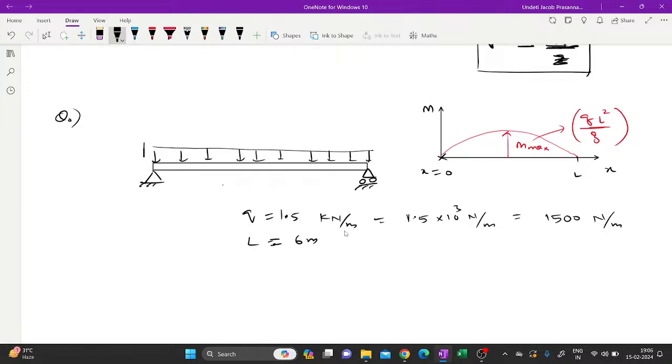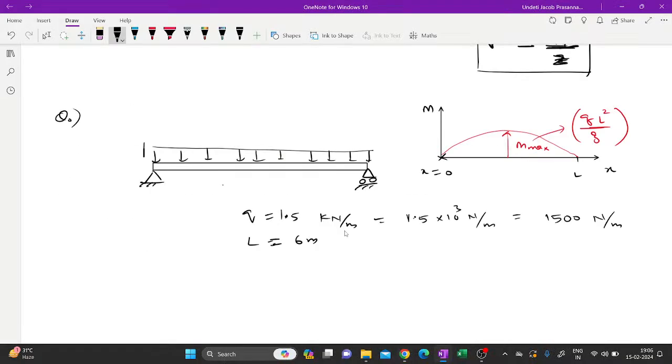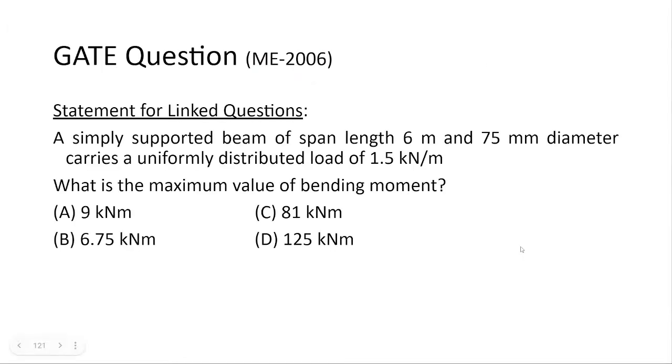So Q value is 1500, L value is equal to 6. We can substitute and get the value of maximum bending moment. Bending moment max is equal to QL square by 8. Q is equal to 1500, L is 6 whole square by 8. We are substituting in SI units here, so you will get the bending moment in Newton meter, and in this question they are giving the answer in kilonewton meter.